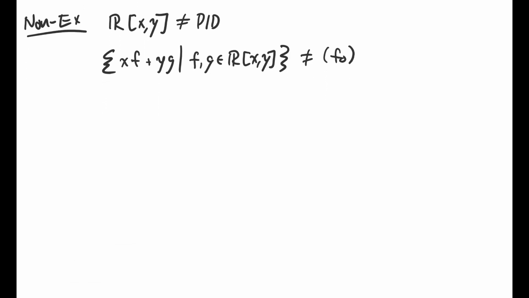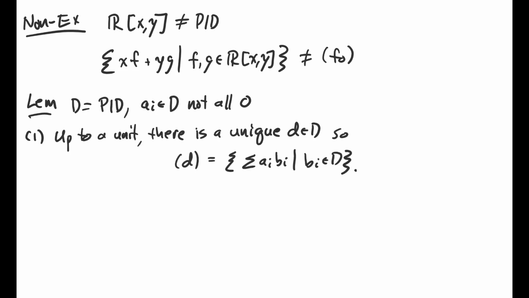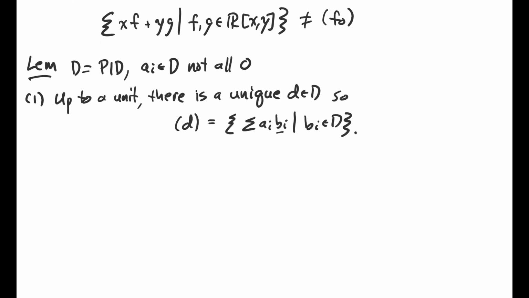Okay, let's go to our first lemma. Let's start with D, a PID, and a finite list of A sub i's that are not all zero. Up to multiplication by a unit, there's a unique d in D so that the ideal generated by d is the set of all linear combinations of the A sub i's, where the coefficients can be anything in D. Okay, that's part one.